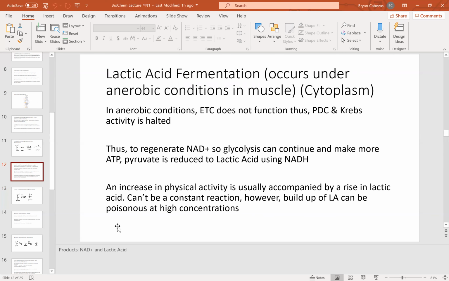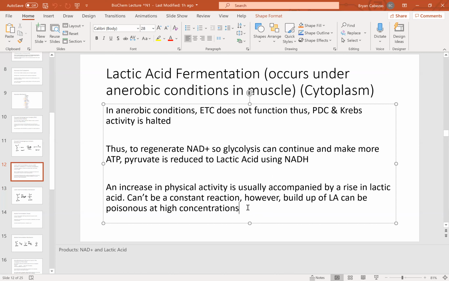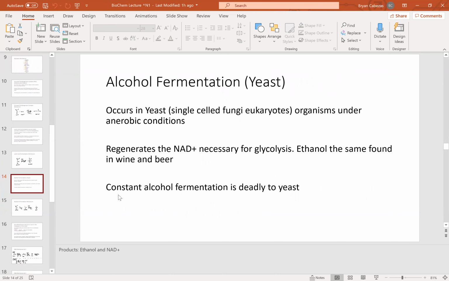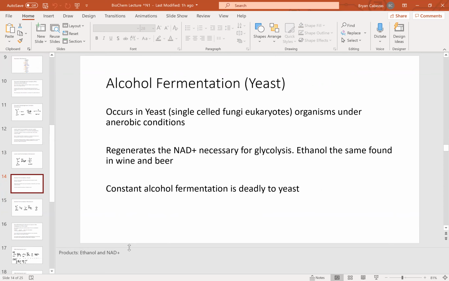So just to summarize, the products of lactic acid fermentation are NAD+ and lactic acid. And just a quick note, we can't keep having this process occur, because eventually we're going to have a buildup of lactic acid, and that's actually poisonous in high concentrations. And that's why we become very, very tired after a lot of exercise, because of the effects of lactic acid and the effects of glycogen running out in our muscles, and there's a lot of factors.